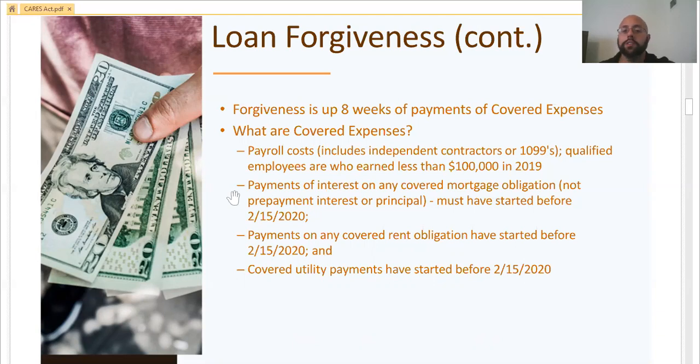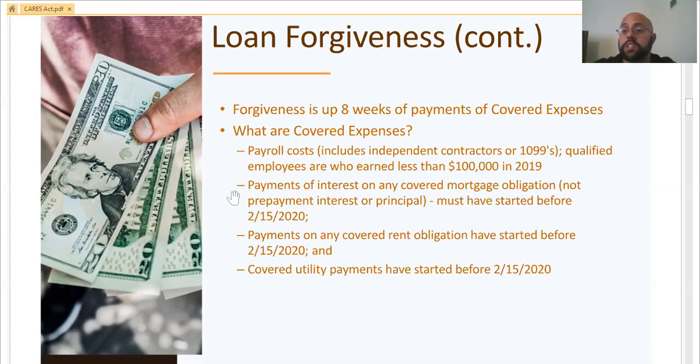What else is included in covered expenses? You have payment of interest on business mortgages, rent obligations, and utility payments. And for those three options, notice it must have started before February 15th. Another side note on this loan, as well as even the disaster loan: this is only available for those that have been impacted by the coronavirus.